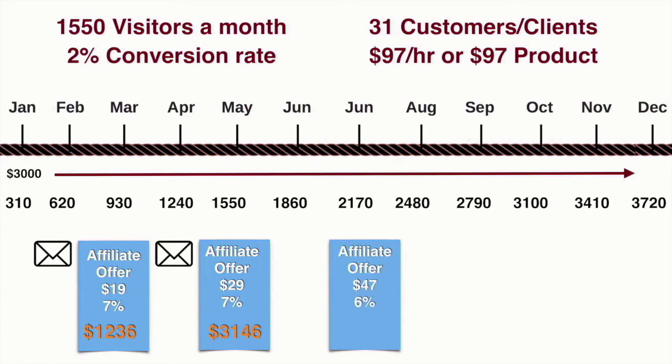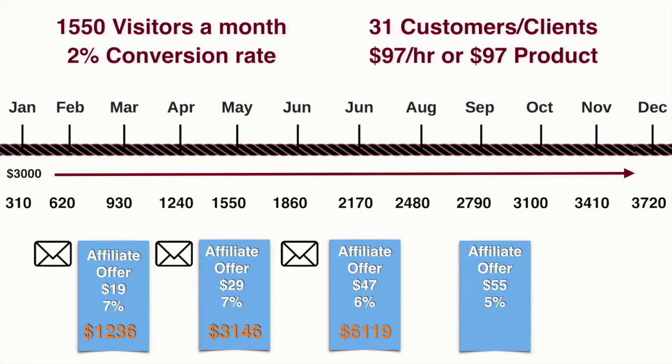All right, so in June, there's an offer for $47 commission on another affiliate product. And let's say it drops down to, say, 6%. That's going to make you a nice $6,119. So then it's going to happen again in September, making you a tidy $7,672. Oh, that's not bad.